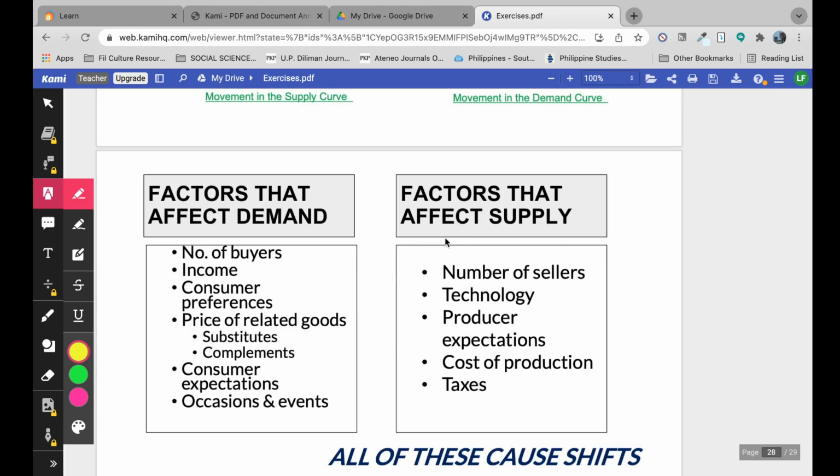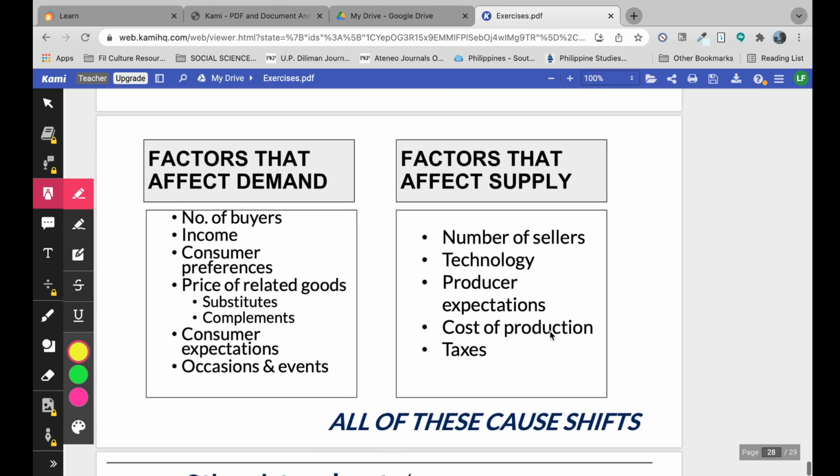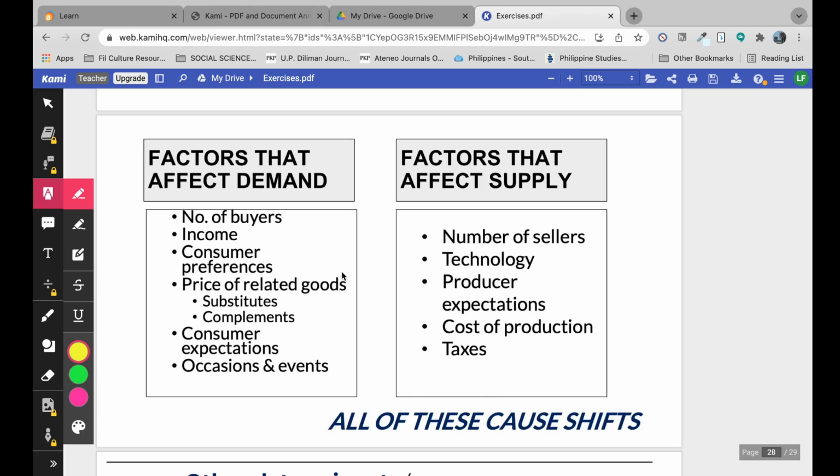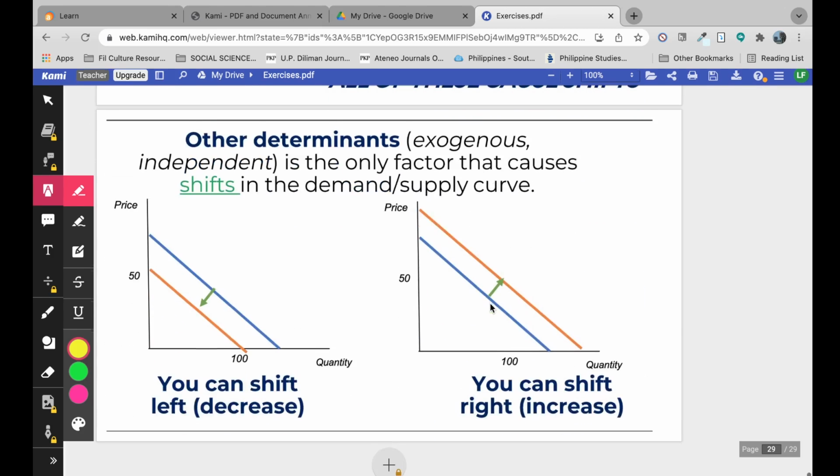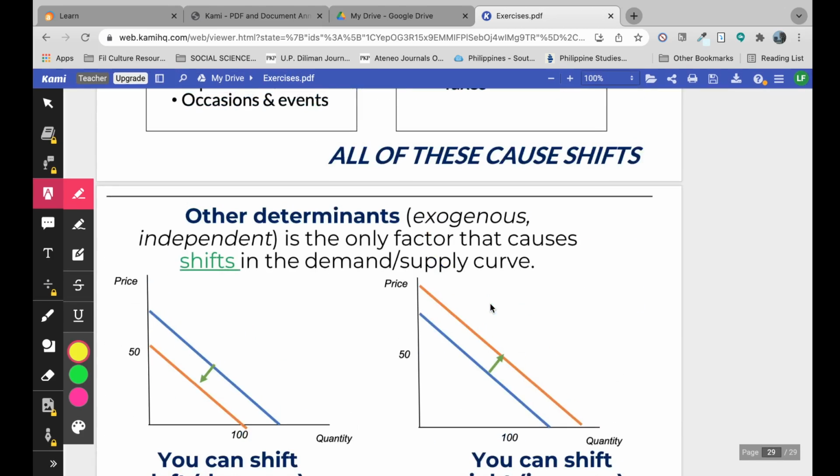For factors that affect supply, some of the factors include the number of sellers, technology, the expectations of producers, taxes, cost of production, subsidies, and so on. So all of this will cause shifts because these again are non-price factors. So please review that. I hope you got this.